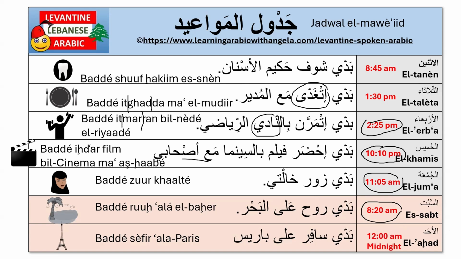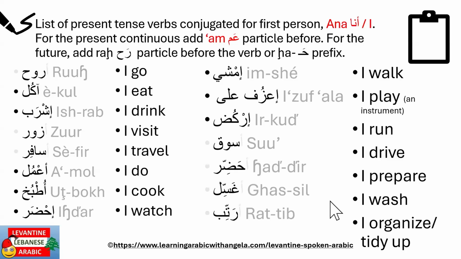الأحد نص ليل. So نص is half or mid. ليل is night. So نص ليل means midnight. بدي سافر على Paris. I want to travel to Paris. Helpful verbs that you can use to speak about your routine and schedule.